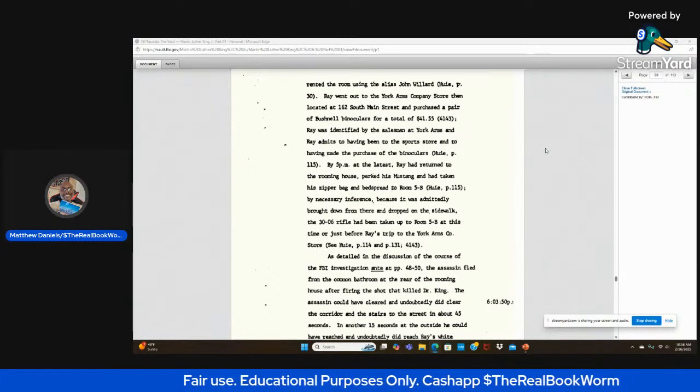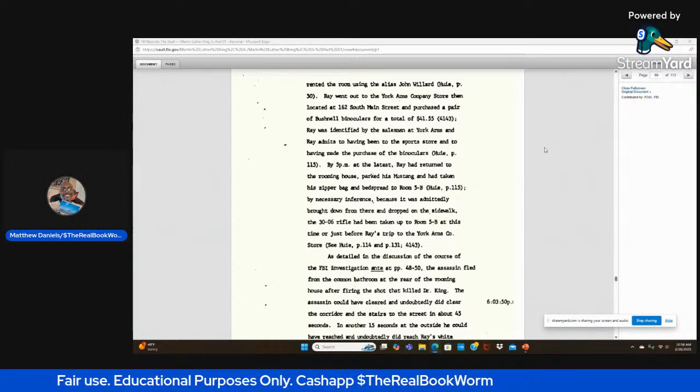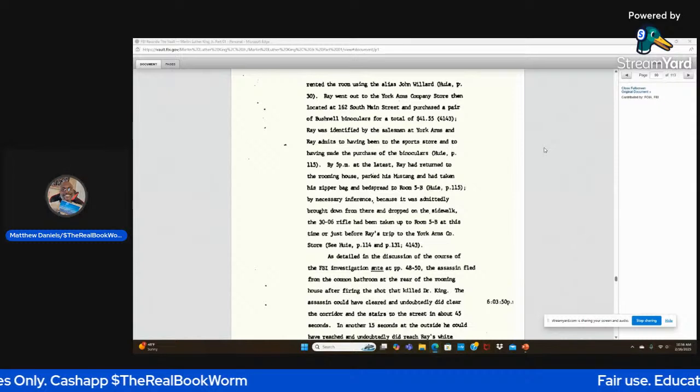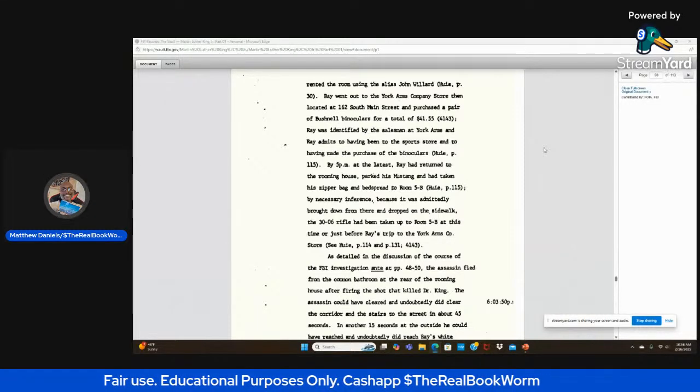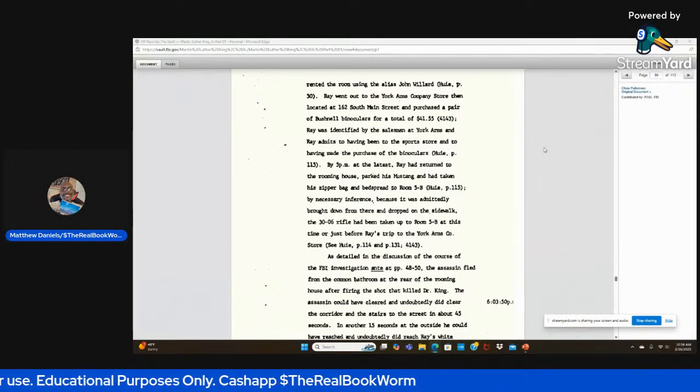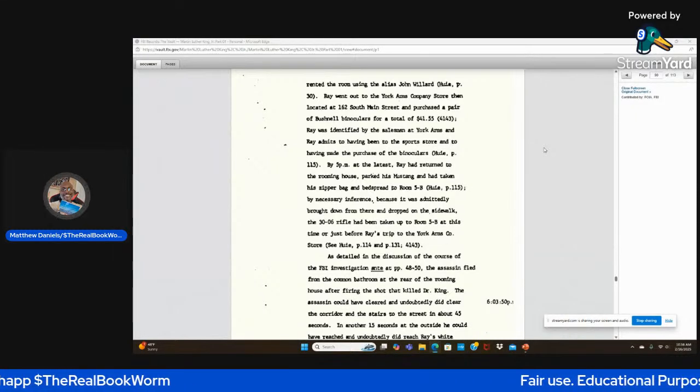So he's moving around buying binoculars. By 5 p.m. at the latest, he done made it back. King was killed at about 6 p.m. So there had to be someone in King's entourage keeping him at the hotel while this other stuff was being set up. There's an unseen hand here.